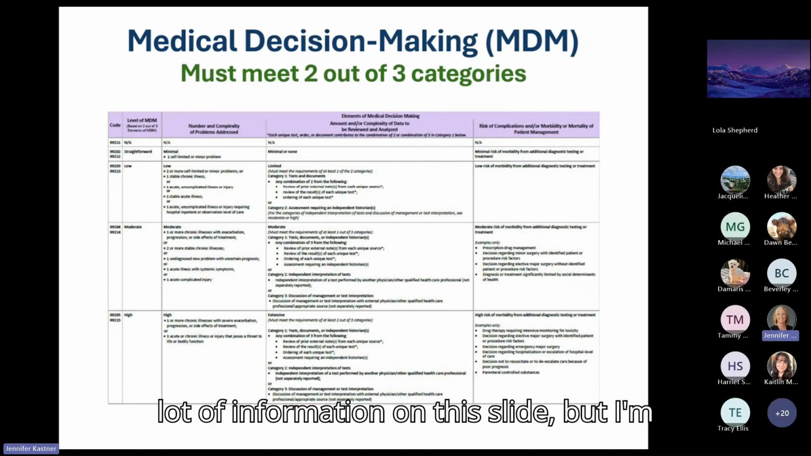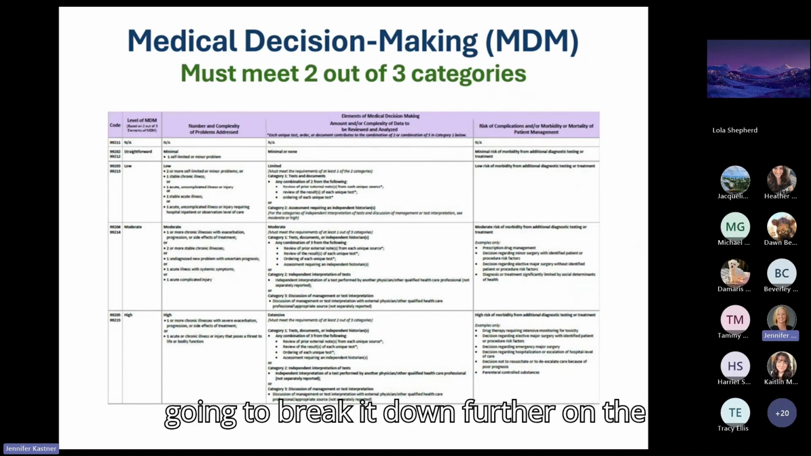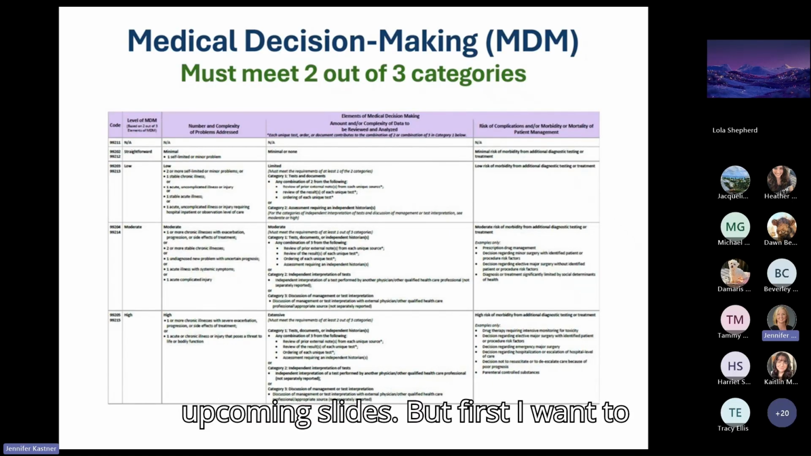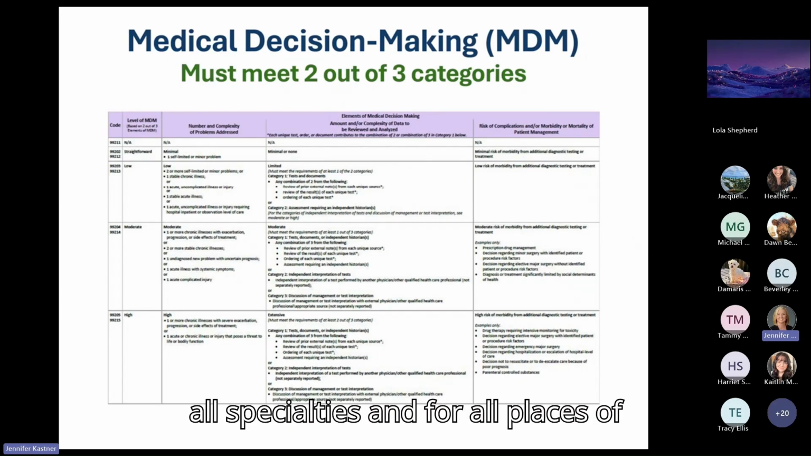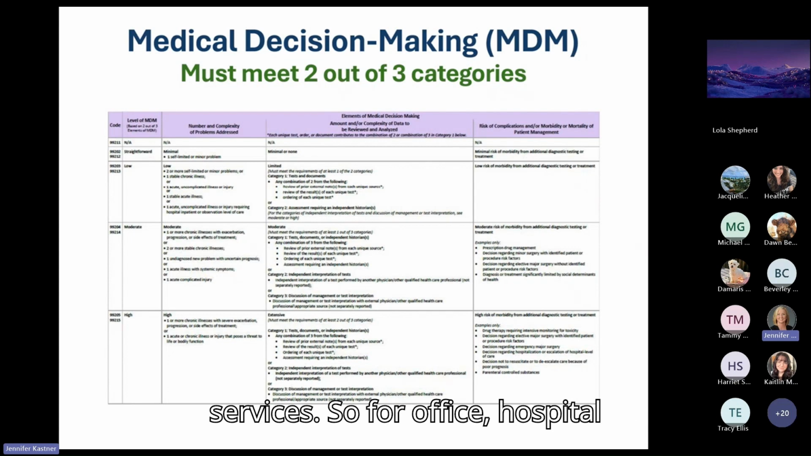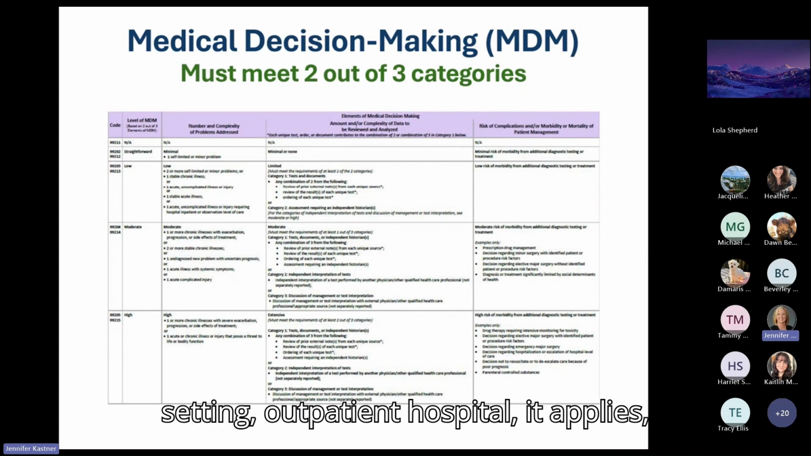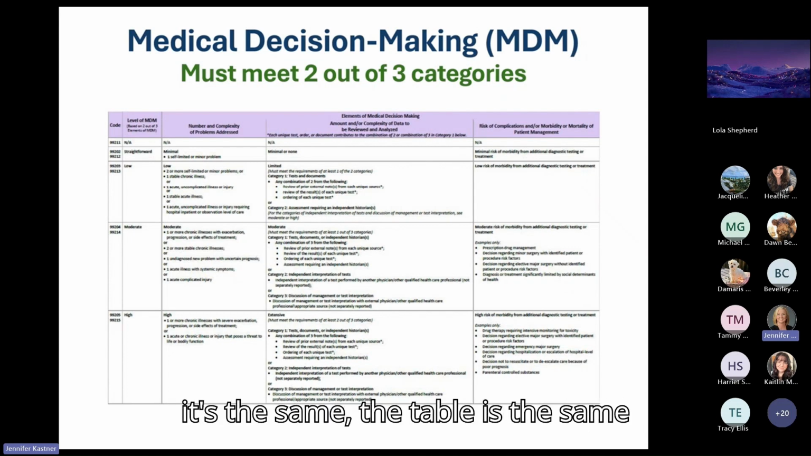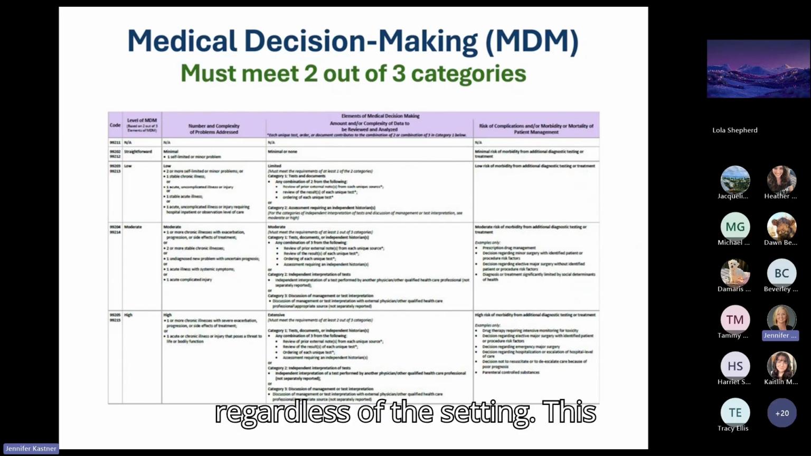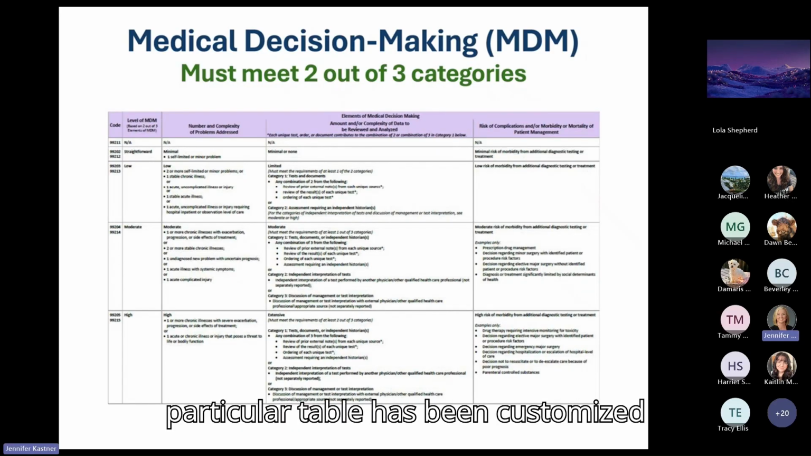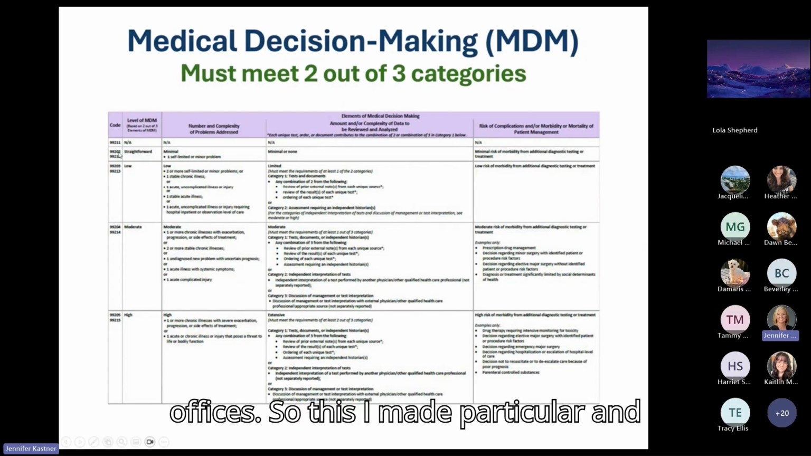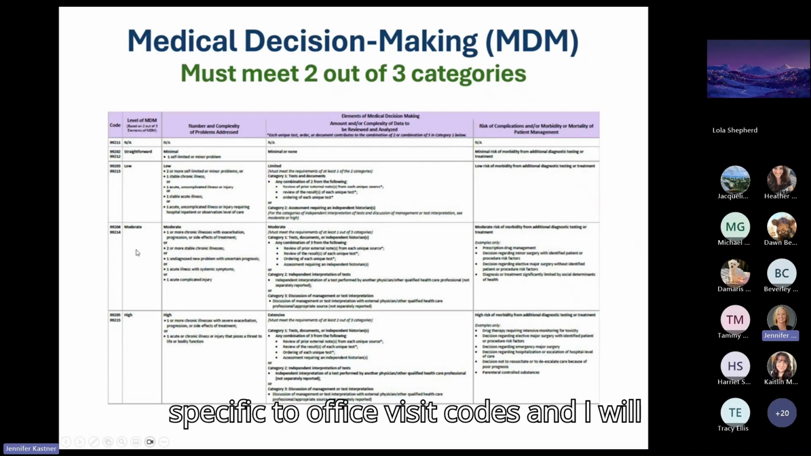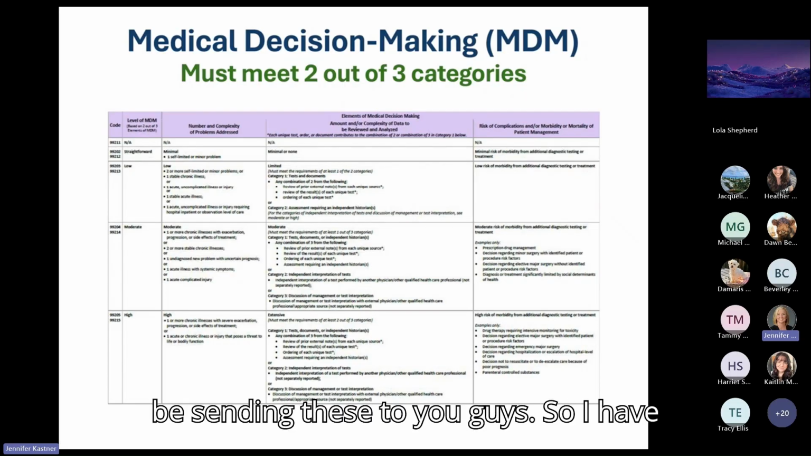I understand there's a lot of information on this slide, but I'm going to break it down further on the upcoming slides. But first, I want to point out that this table is the same for all specialties and for all places of service. So for office, hospital setting, outpatient hospital, it applies, the table is the same regardless of the setting. This particular table has been customized where I added the office visits. So I made this specific to office visit codes, and I will be sending these to you guys.